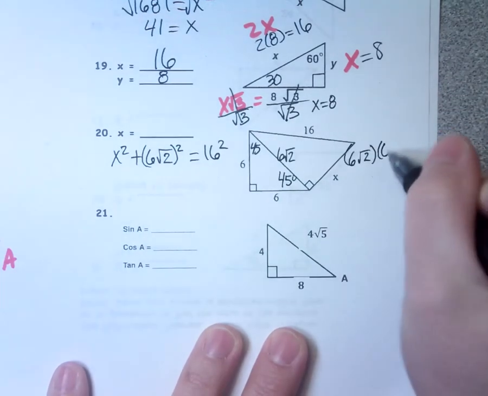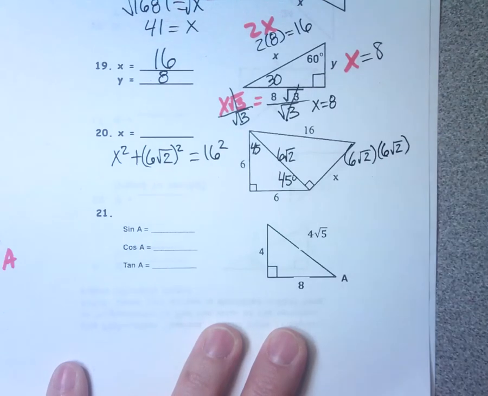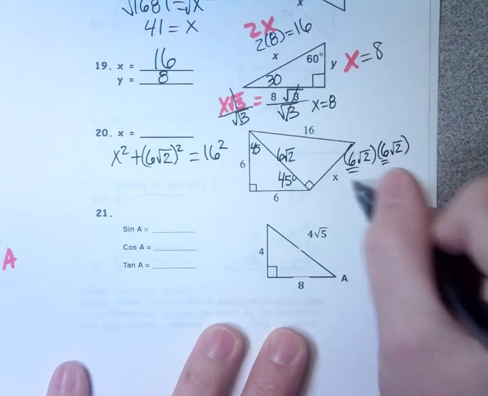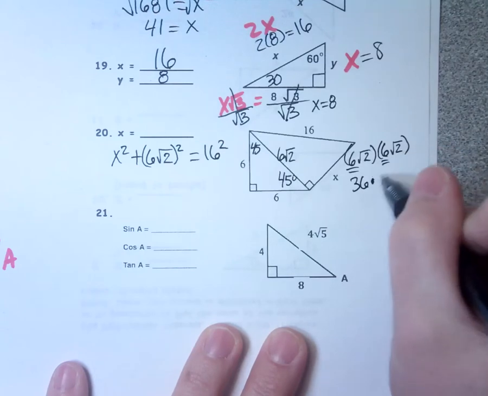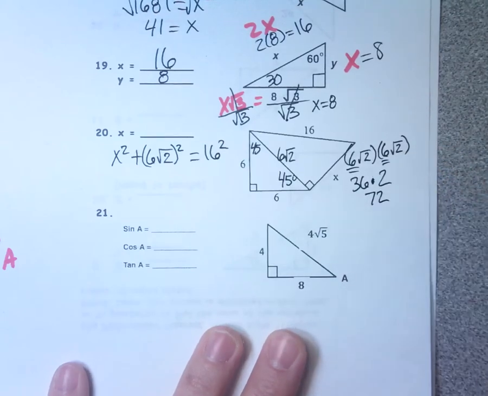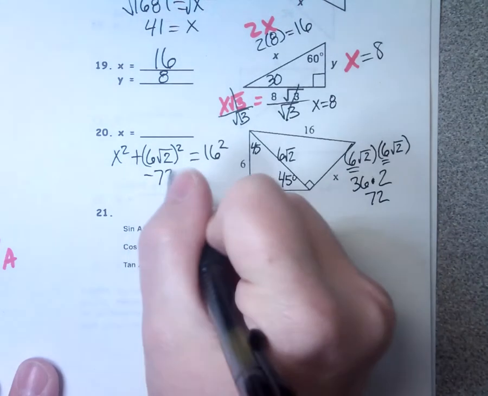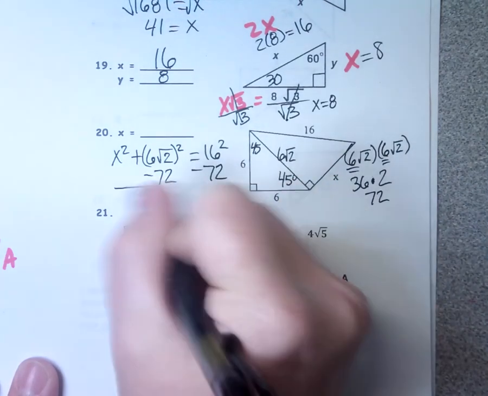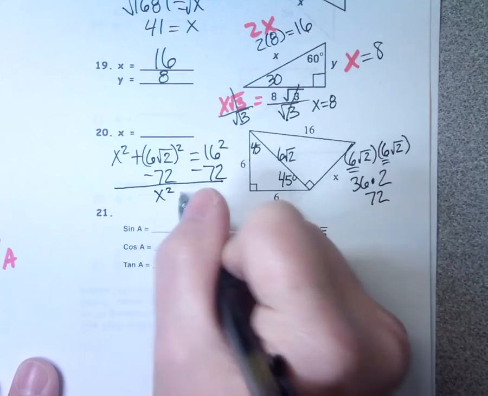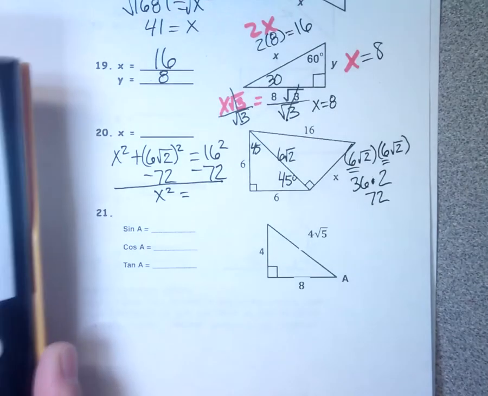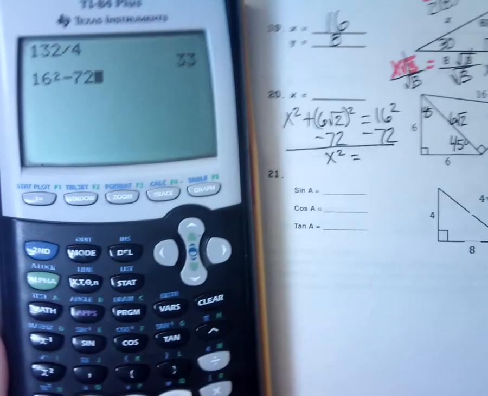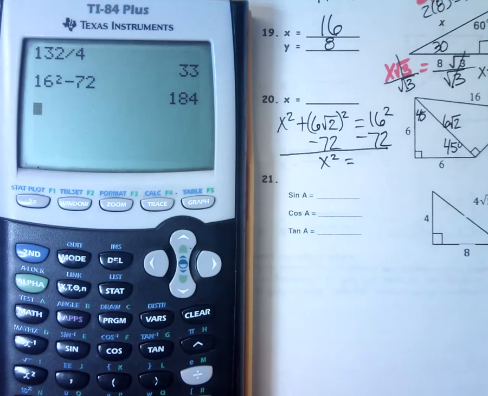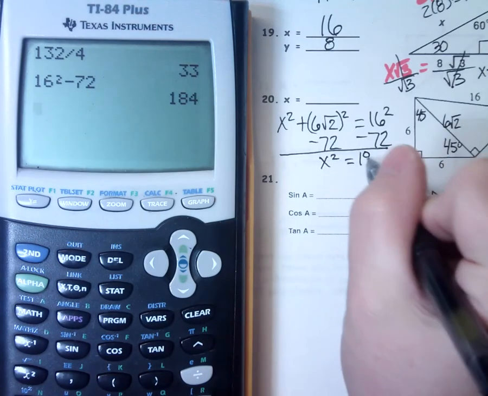6 square root of 2 squared means 6 square root of 2 times 6 square root of 2. 6 times 6 is 36. Square root of 2 times square root of 2 is just a 2. And if I multiply those together, I get 72. So I'm going to subtract 72 from both sides. And if I do that, let's see what I get. So in my calculator, I'm going to take 16 squared minus 72. And when I do that, I get 184.